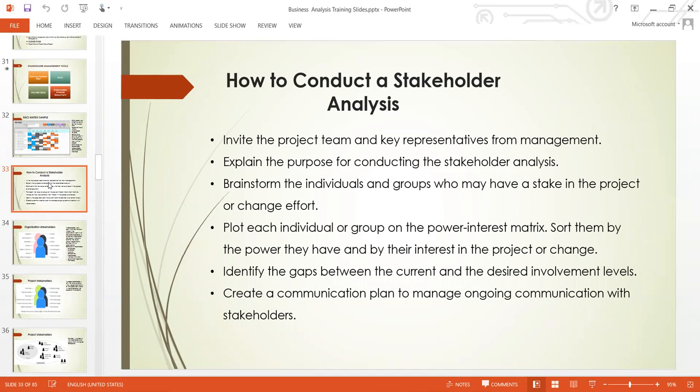A stakeholder analysis document, we're going to look at them very soon, but let's look at how to conduct a stakeholder analysis. The first thing is to invite the stakeholders, invite the team and key representatives from the management. Explain the purpose for conducting the stakeholder analysis. Brainstorm the individuals and groups who may have a stake in the project or change effort. Plot each individual or group on the power interest matrix, sorting them by the power they have and by their interest in the project change.